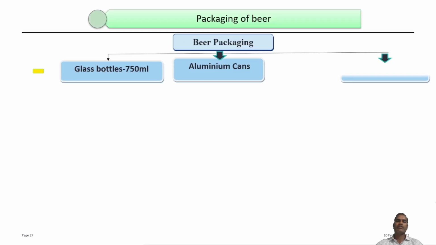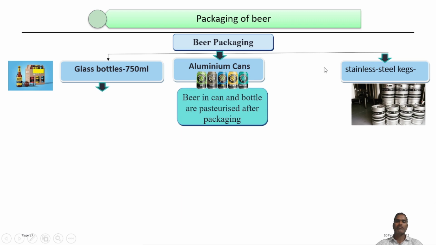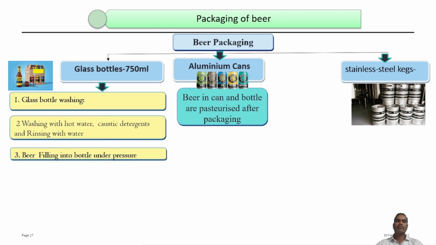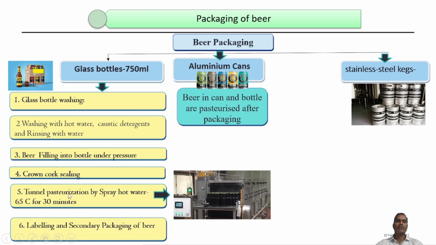Packaging is carried out in glass bottles, aluminum cans, or stainless steel kegs. In the glass bottle system, the main steps are first loading, then washing. The next is cleaning using hot water, caustic soda, detergents, or rinsing with water, that means proper cleaning. Then the beer is filled into the bottles under pressure. Then the bottles are sealed. Then the bottles pass through a tunnel pasteurization system, followed by labeling and secondary packaging. Similarly, the same process is carried out in the can system.